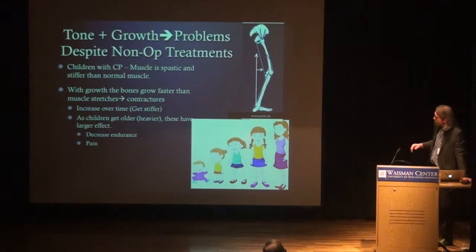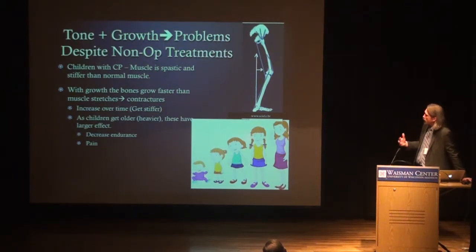So, as I said before, when you have tone and you have growth, that's often when you see problems. And this does often occur despite non-operative treatment. This is what the other slide was showing: as you grow, these muscles are tight, you have bones that grow, contractures develop. Despite therapy, bracing, other things, this often happens, and it's not a failure of anybody, it's just often what we see physiologically as kids get older.